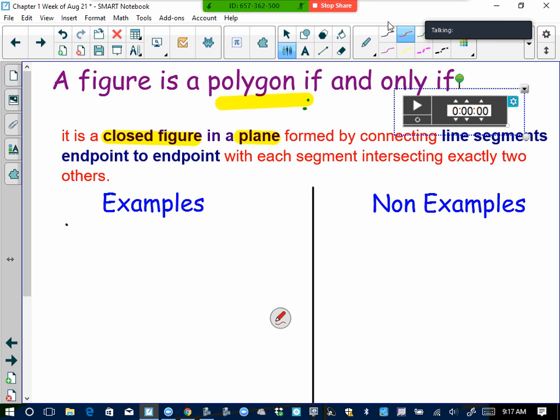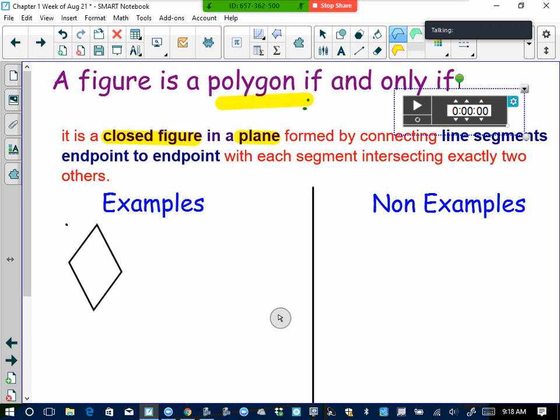So something like this. Okay. How about Aspen Creek? What's another example? Triangle. Sure. Just a triangle.